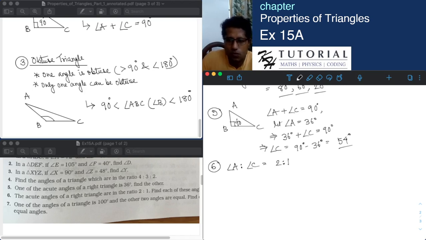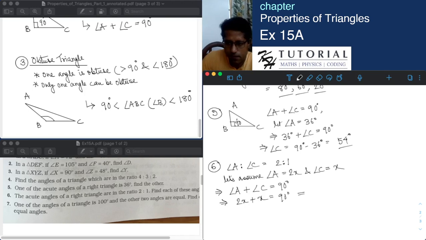Okay. So let's assume that angle A is equal to 2x and angle C is equal to x. We know that the sum of the acute angles of a right triangle is 90 degrees. So angle A is 2x and angle C is x, and the sum is 90 degrees. This implies 3x equals 90 degrees. This implies x equals 30 degrees.